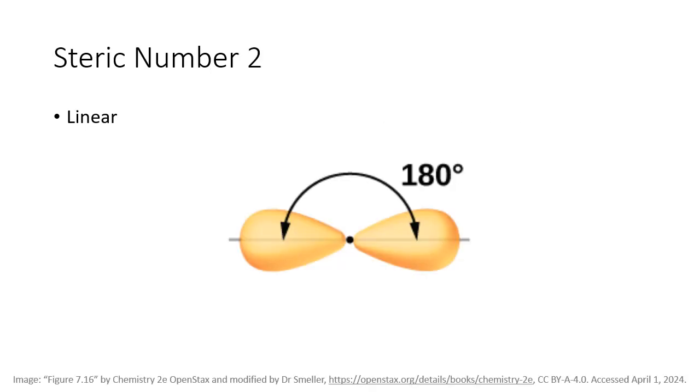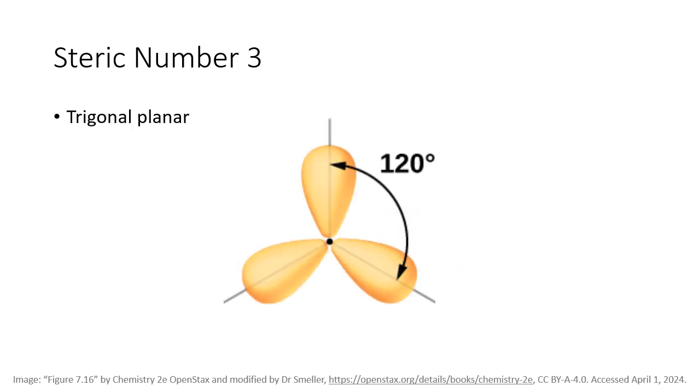So when you have a steric number of 2, the largest angle that you can form between those domains is 180 degrees. The bond angle is 180 degrees, and this configuration is called linear. When you have 3 electron domains, the furthest apart that those 3 domains can be is 120 degrees. This configuration is called trigonal planar.